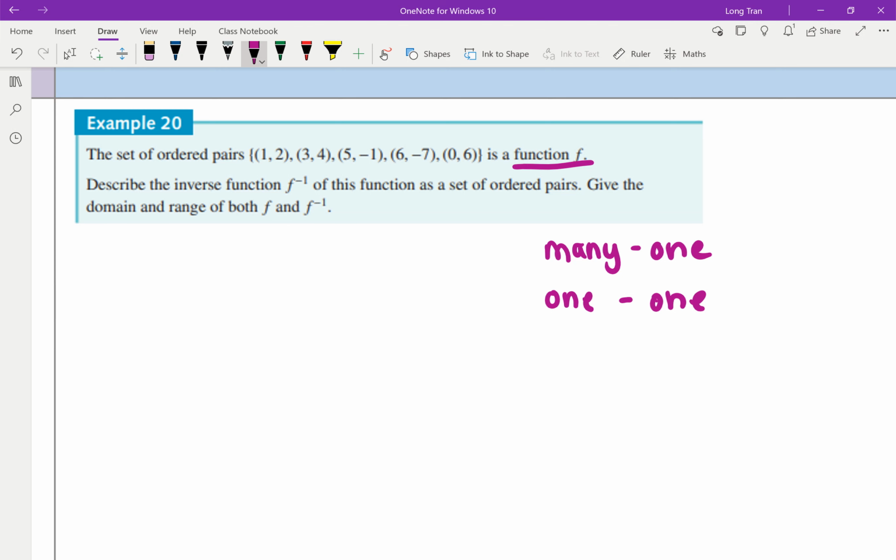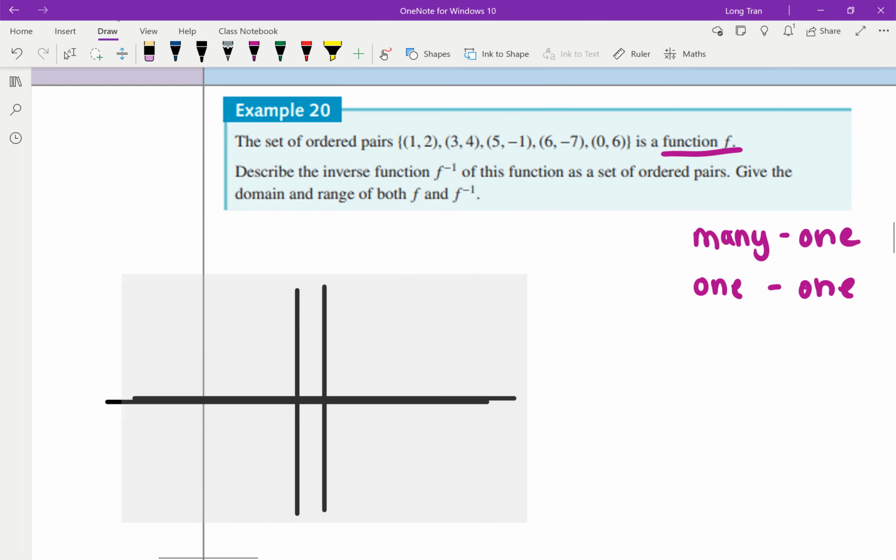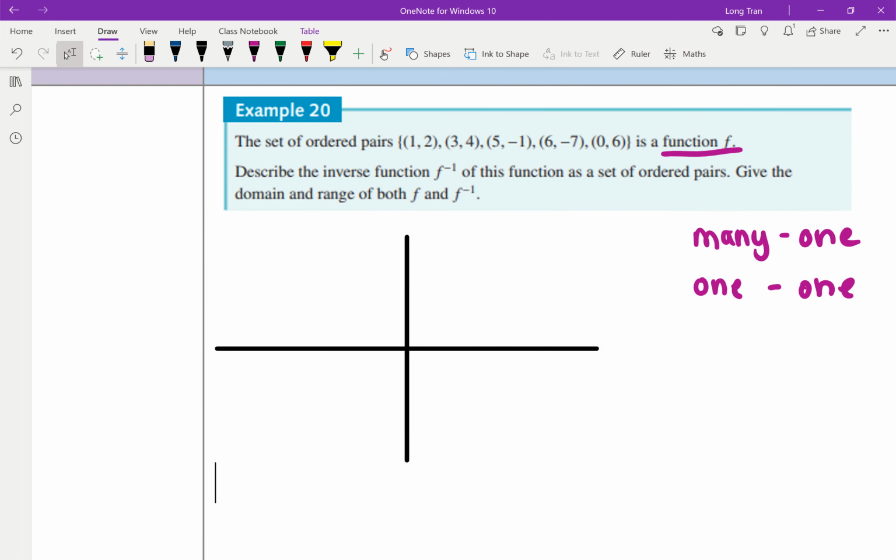All right, so let's visualize what these sets of graphs look like, so then you can describe the inverse function. Let's put the axes here. 1, 2, so 1 is here, 2 say there, so I've got my first point. The next one is 3, 4, so 3 is maybe here, 4 say double that, so 4 is here, so (3, 4). Then you've got (5, -1), so maybe 5 is about here, so there.